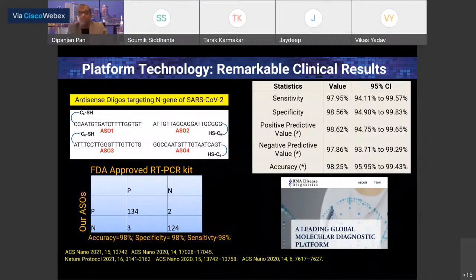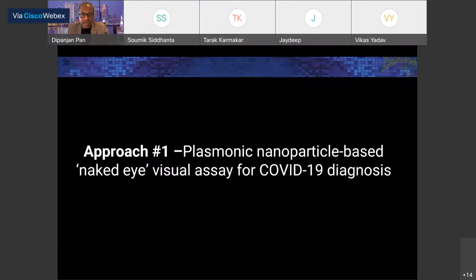This antisense oligonucleotide approach is, again, a platform technology, and we have published a series of papers since last year to show that this really works, with very high sensitivity and specificity, a positive predictive value of 98% and a negative predictive value of 97%. As you can see here, we have tested about 134 positive samples and 124 negative clinical samples, and after that we obtained the accuracy, specificity and sensitivity for these oligonucleotides.